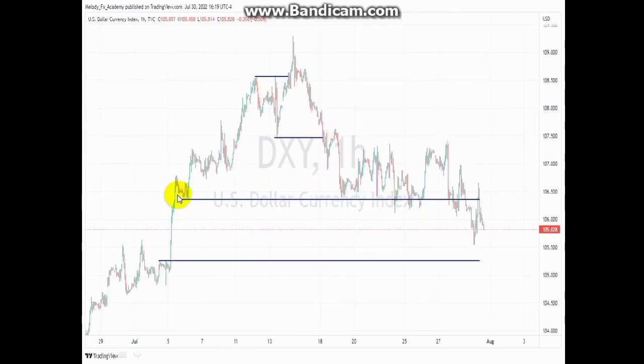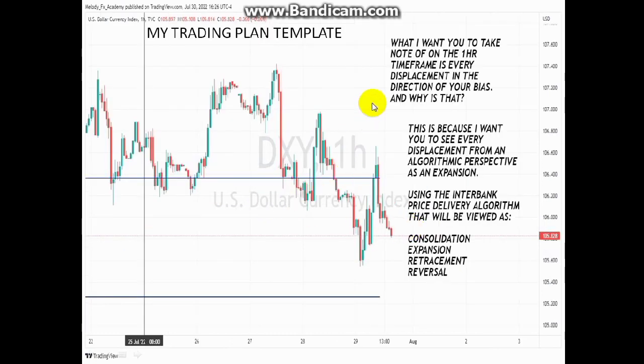So that will look like this. Now on the 1 hour time frame, I want you to take note of every displacement that is in the direction of your bias, that is going towards the direction of your bias.